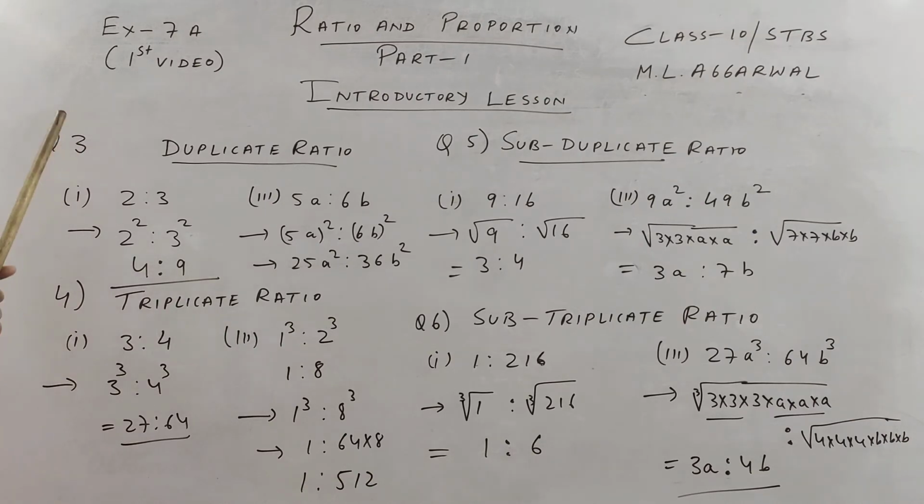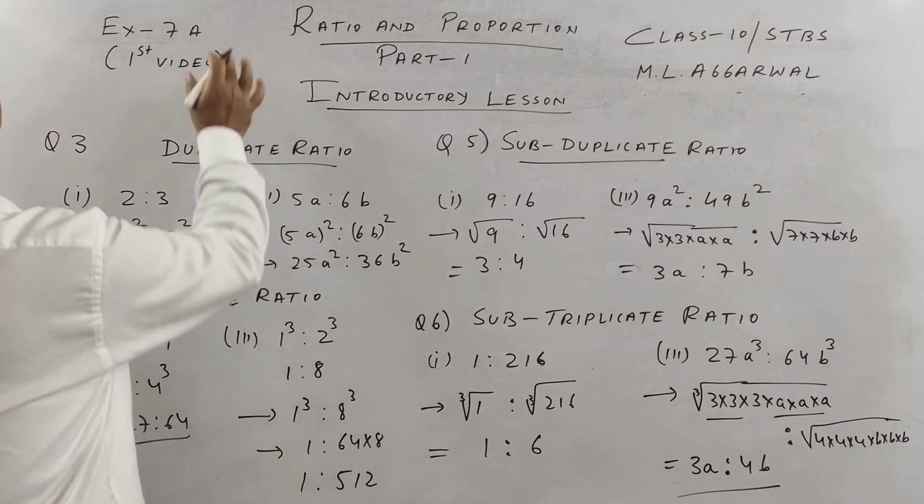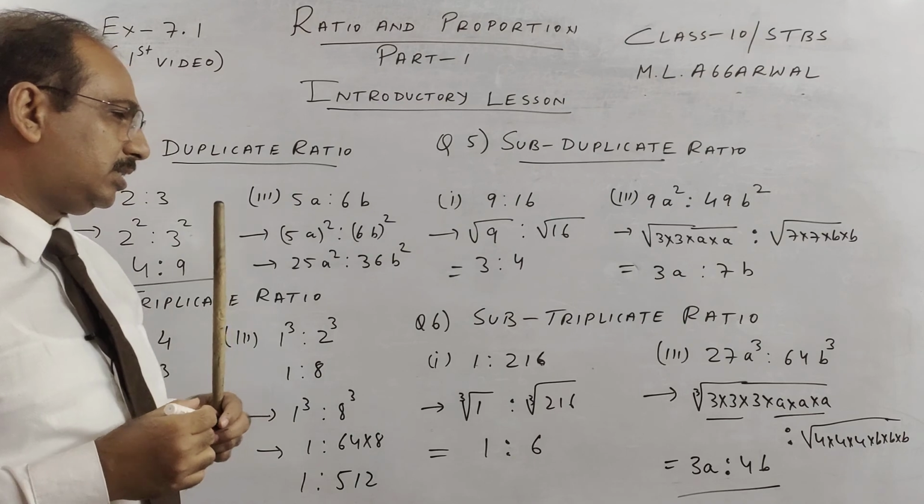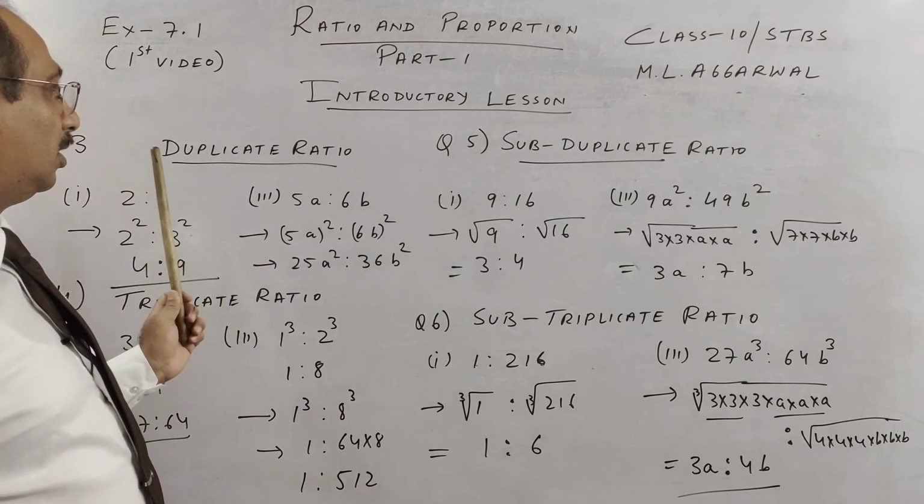So we have two more exercises, children. 7B and 7C are more important for your ICSE. So please do practice all the solved and unsolved examples.